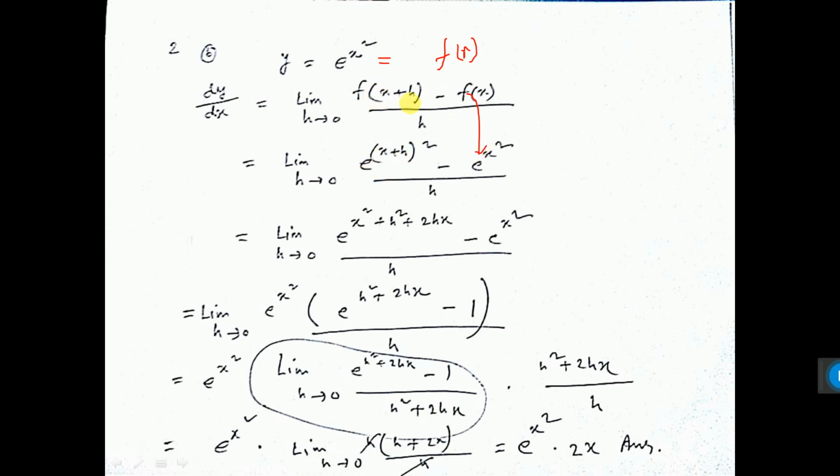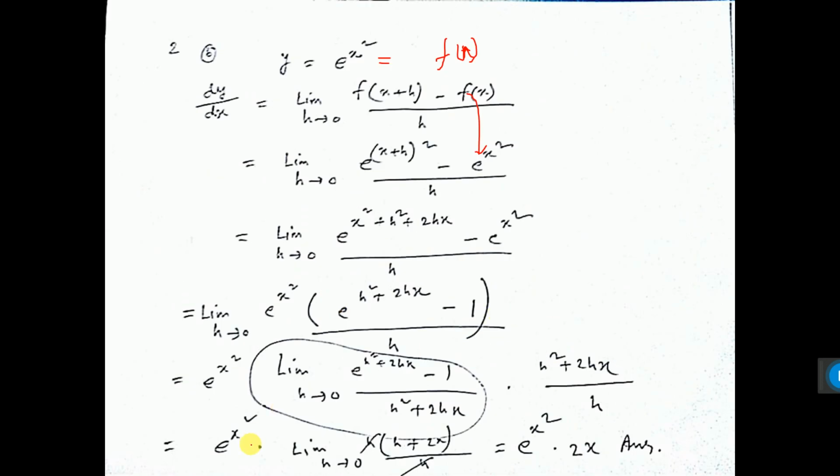And here the value of f(x plus h). f(x plus h) means here instead of x we have to put x plus h. So e to the power (x plus h) whole square is written. Now in the next line you see e to the power x square minus e to the power x square. So what I did, I broke this one down using the (a plus b) whole square formula. So it is x square plus h square plus 2xh. Here e to the power x square into this thing, so I have taken e to the power x square common. The remaining thing is e to the power the remaining thing, minus 1, since here it is taken common.